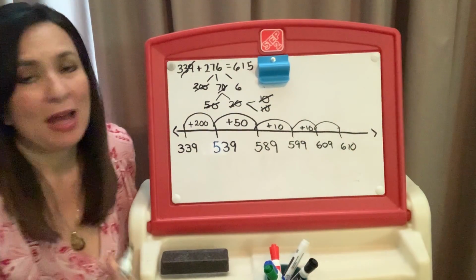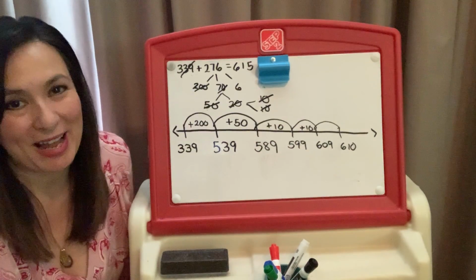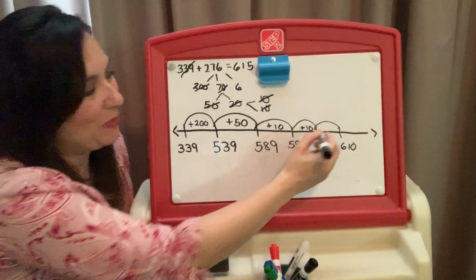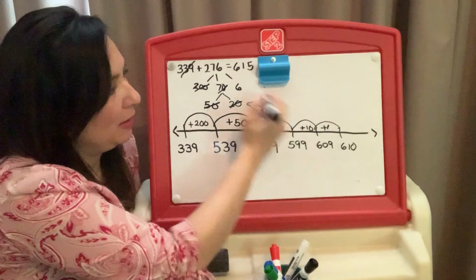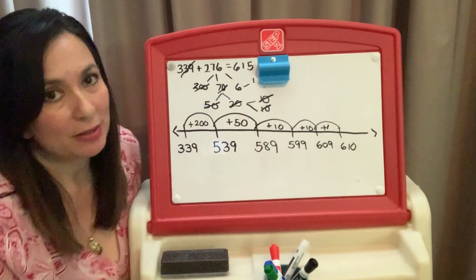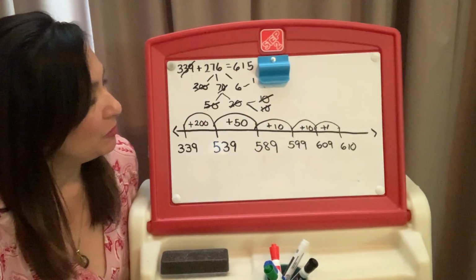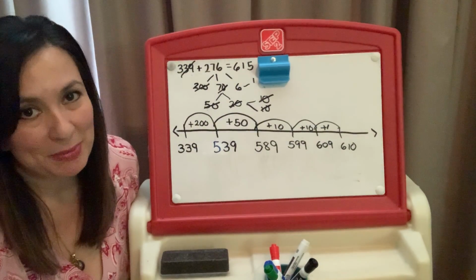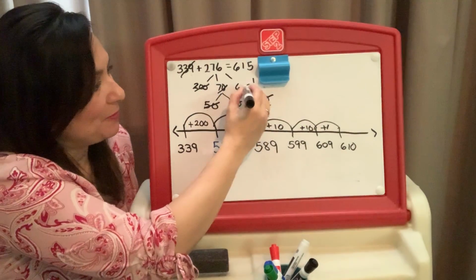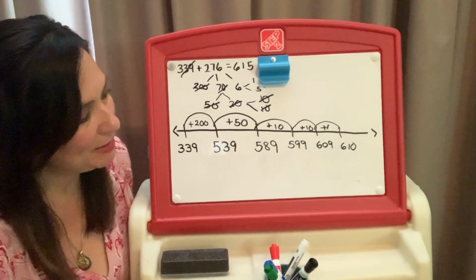Draw my jump. How much did I just jump? 609 to 610. The distance is 1, so it's plus 1. Now I've jumped one part of 6, which is 1. The other part would be what? 5. So now I know I need to jump 5.